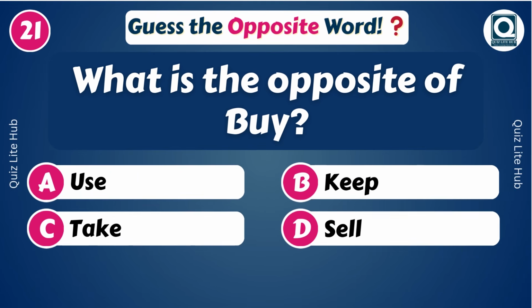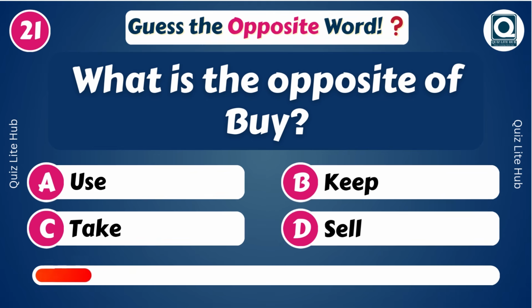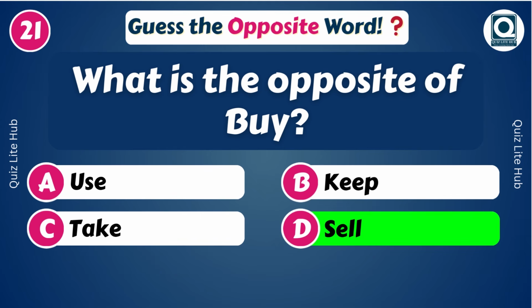Money challenge. Which word is opposite of buy? 4 options are on the screen. Pick the right one. Correct. The answer is sell.